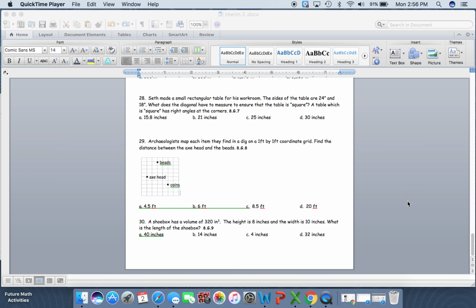Number 30. A shoebox has a volume of 320 inches cubed. The height is 8 inches and the width is 10 inches. What is the length of the shoebox? A. 40 inches, B. 14 inches, C. 4 inches, D. 32 inches.